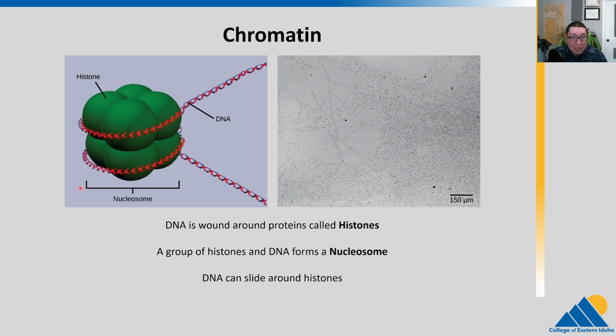So remember, our DNA is wound around proteins that are called histones. And you can see this on electron micrograph. Here's a DNA strand, and all these little beads that are on the string there are the histone proteins. A group of histones and DNA forms what we call a nucleosome. The interesting thing is the DNA can slide around these histones. The DNA can get wound up or it can get unwound on these histones.